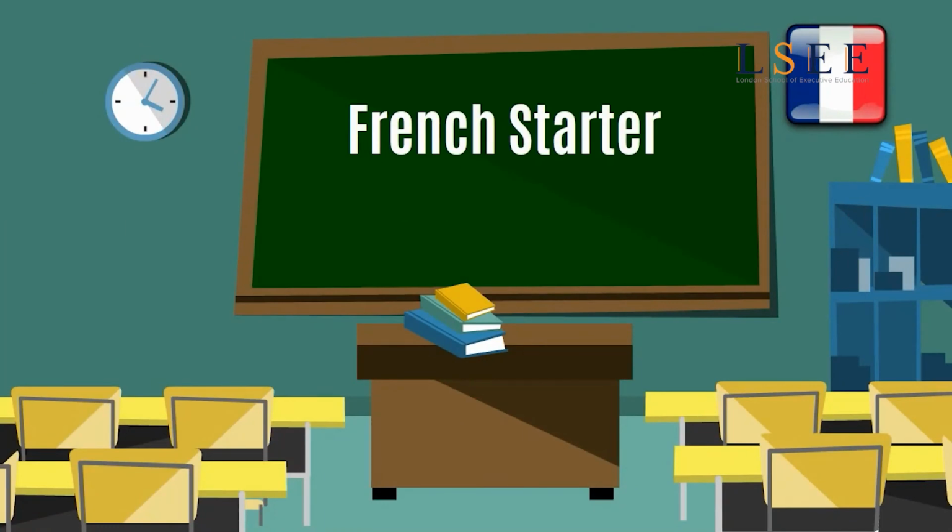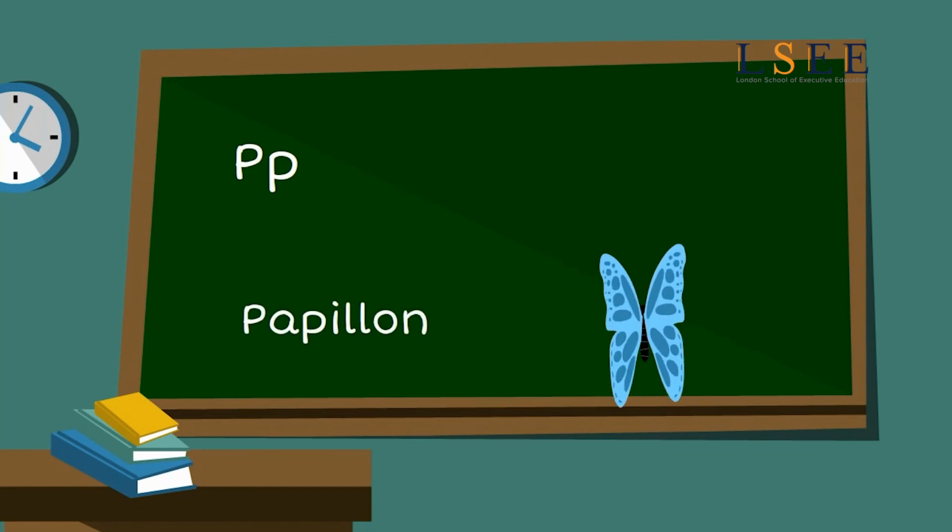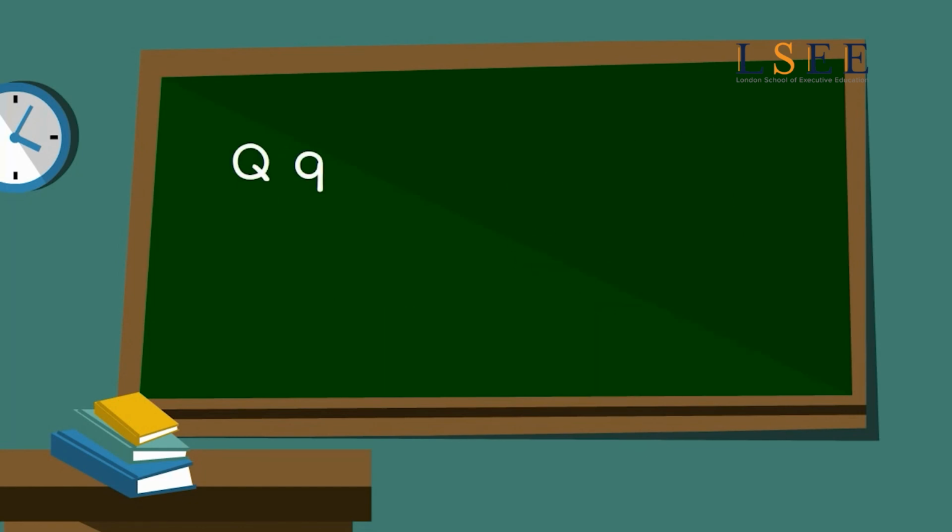Welcome to the alphabet, part 3. In this lesson, we will learn the alphabet in French from P to Z. L'alphabet. P, papillon. Q, quille.